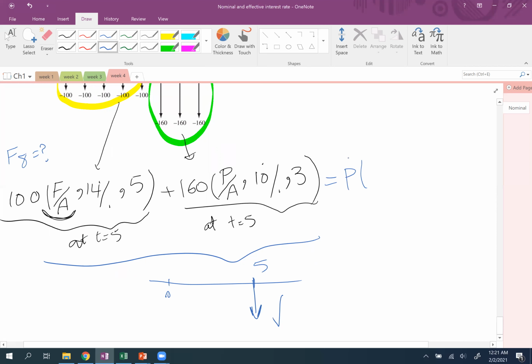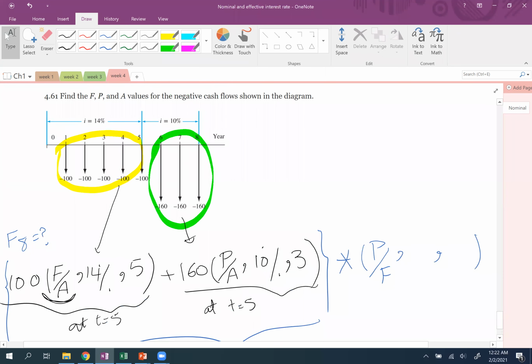If you want to shift this to time 0, actually, let's just do something. I wanted to shift everything to time 5, even the P at time 5, but let's just not do that. Let's say I do have this cash flow at time 5. I want to shift it back to time 0. So I can simply multiply it by P given F, i percent, and N. So tell me, what is the i value over here?